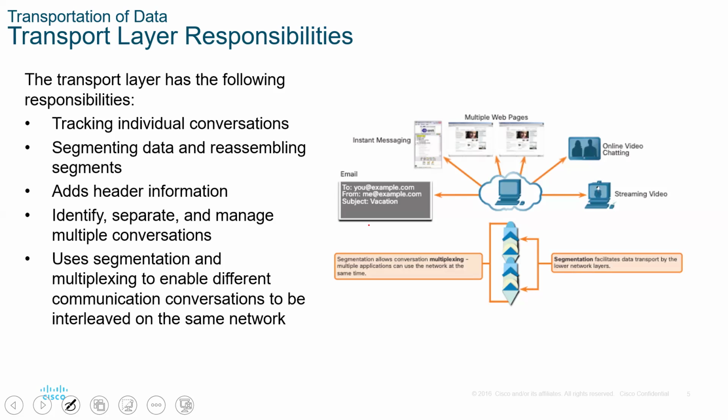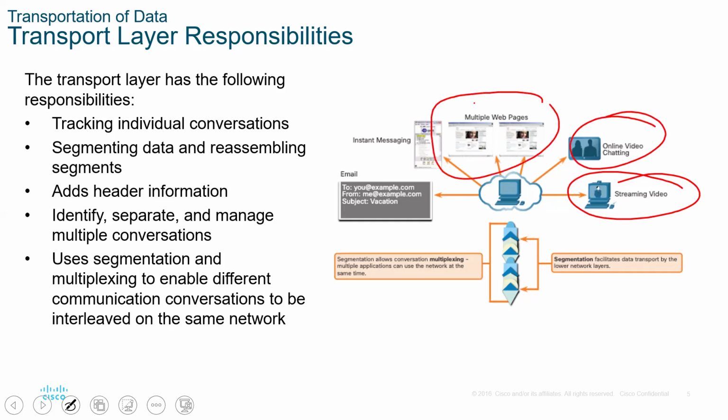It also helps in adding header information. Remember, we said the header information is used during the encapsulation or decapsulation process, where you add information about the data or about that layer, especially meant for the next decapsulation process. It also helps to identify, separate and even manage multiple conversations, especially when you are multitasking on your system. You are streaming video, online chatting, browsing a page, instant messaging, and sending email, all at the same time, on your laptop or your phone. It is the transport layer that helps you maintain your conversations in each of these pages.